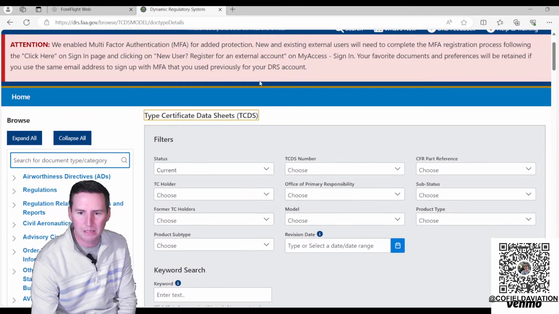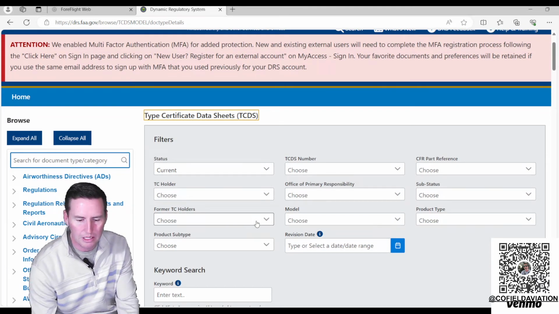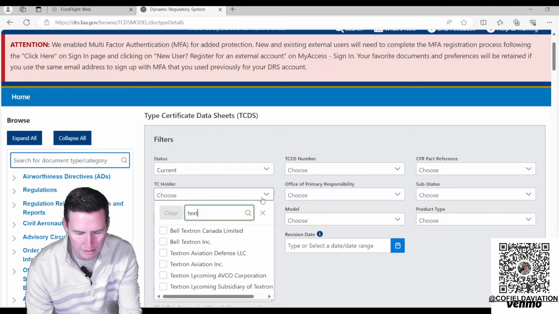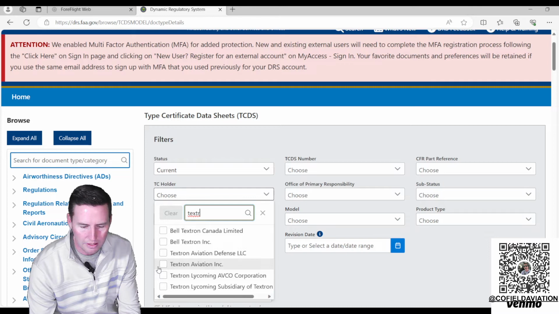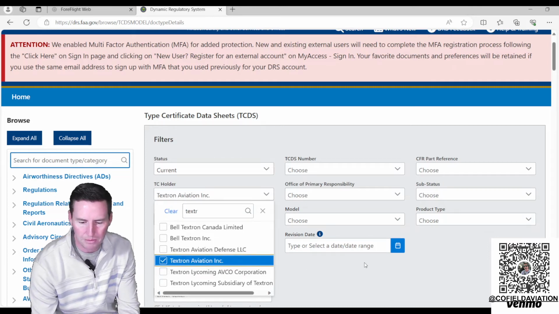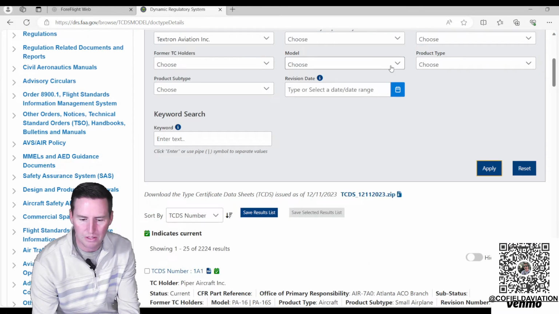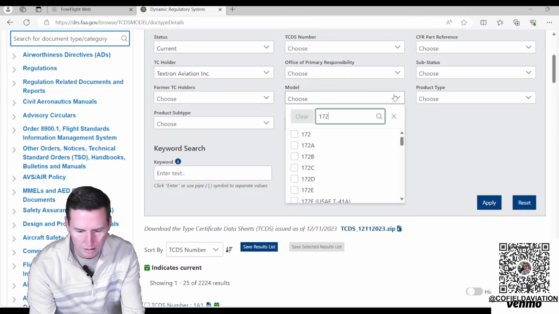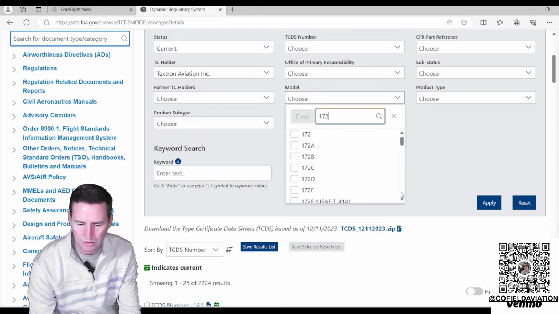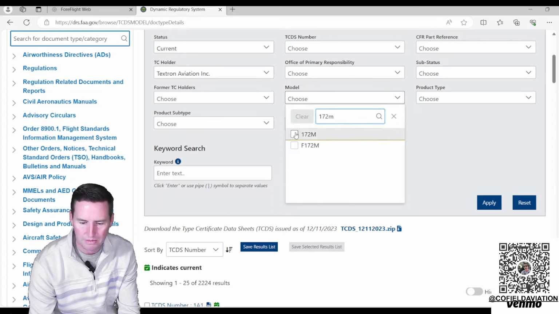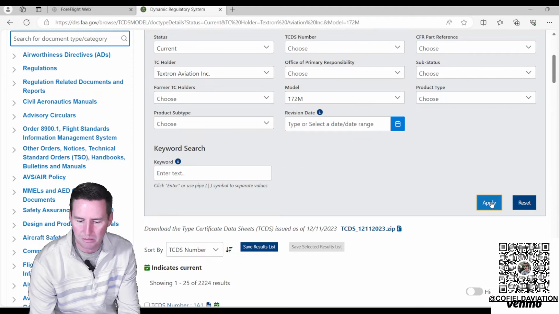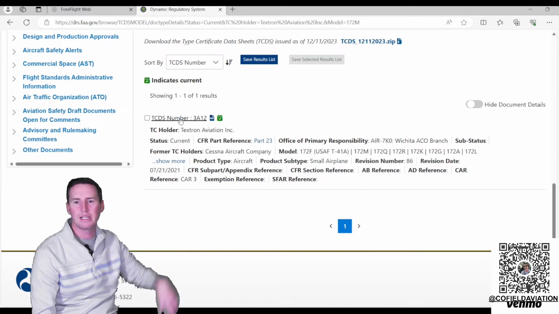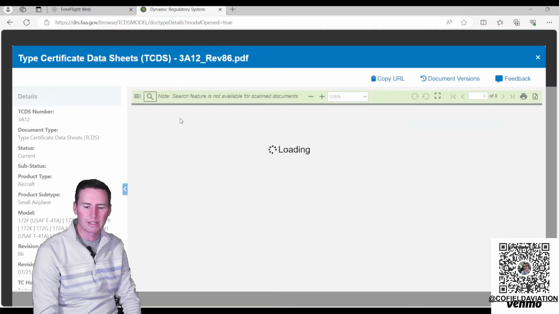So we're going to be looking up the type certificate data sheet here. So we're going to go to type certificate holder. We're going to put in Textron here. There's Textron Aviation because we're looking up the 172 Mike model. We're going to go over here to model, and there's the 172, and there's the 172 Mike, and we're just going to hit apply, and come down here, it gives us type certificate data sheet number 3A12. We're just going to click that.